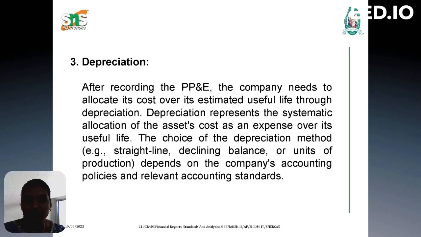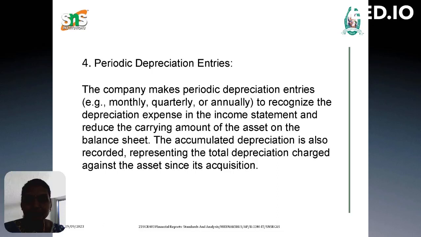Then the next step is periodic depreciation entries. In this step, the company has to make periodic depreciation entries. It can be monthly, quarterly, or annually, to recognize the depreciation expense in the income statement and reduce the carrying amount of the assets on the balance sheet. The accumulated depreciation is also recorded, representing the total depreciation charged against the asset since its acquisition.